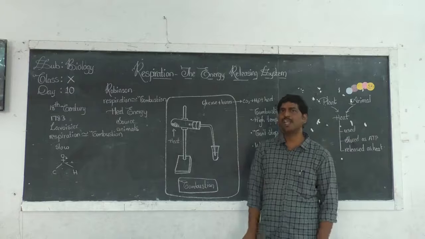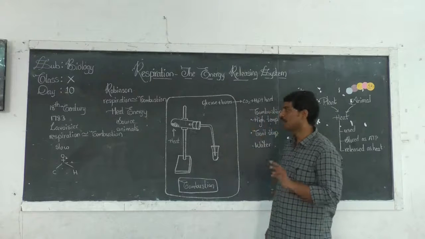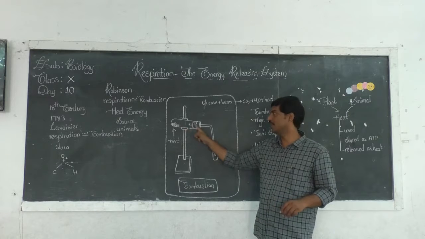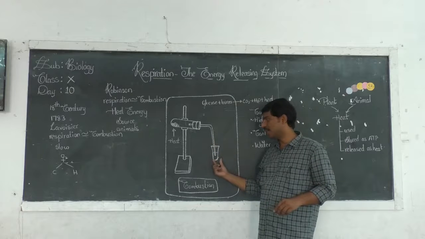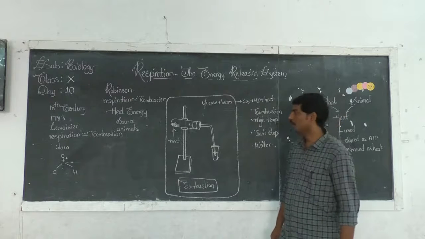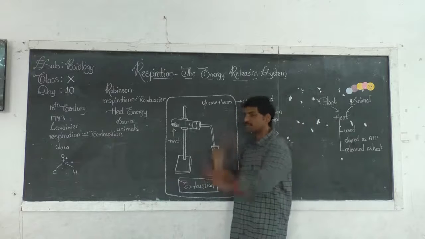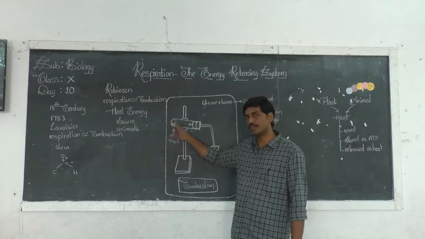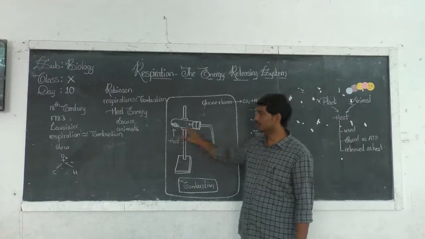Now let us try to understand combustion through an activity. For this activity we require a retort stand, a boiling tube, a one-holed rubber stopper, a bent tube, and a test tube which contains lime water. We also require some heat source. We arrange the apparatus in the following way, place glucose into this test tube, and start heating the glucose.